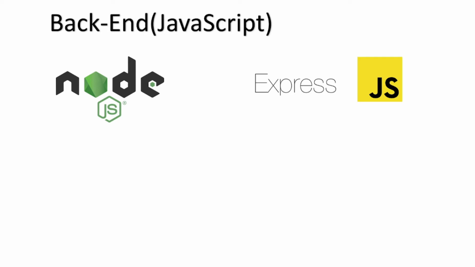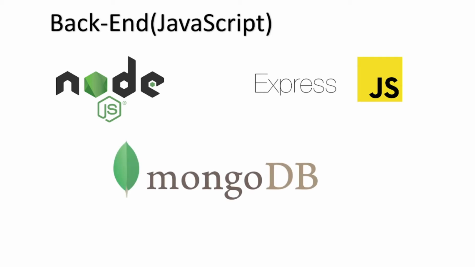Node.js and Express.js will take this data from the front end, and it will be stored in the back end, that is in the database, using Node.js and Express.js. Next, we'll go to MongoDB.